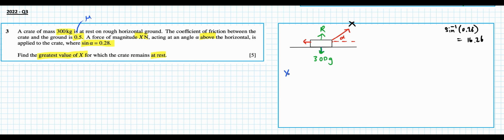We've put down already the ideas for our diagram, and we're going to look at the y-axis now. So R plus the sine component of our actual force X is equal to 300g. So X sine 0.28 minus 300g. From there you can find your X.